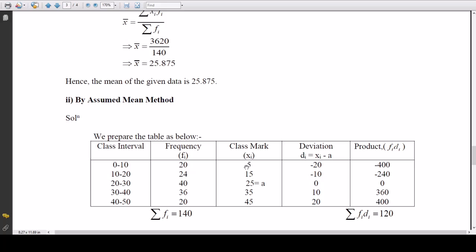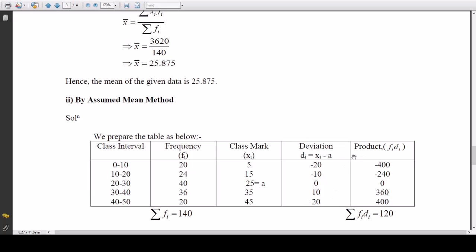Now what is deviation? Deviation di will be equal to xi minus a. What is a? A, we have to assume any one from this class mark. Let us assume 25 to be the assumed mean. Now xi, it's 5 minus 25 is minus 20, 15 minus 25 is minus 10, 25 minus 25 is 0, 35 minus 25 is 10, and 45 minus 25 is 20.